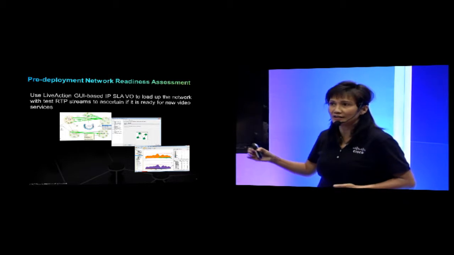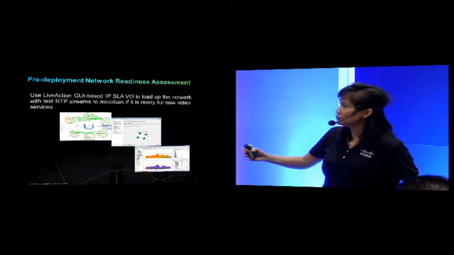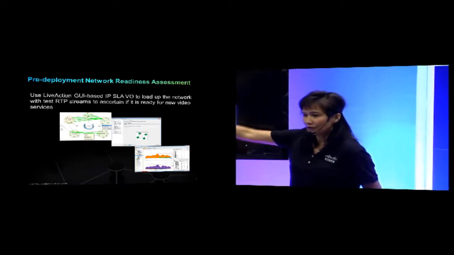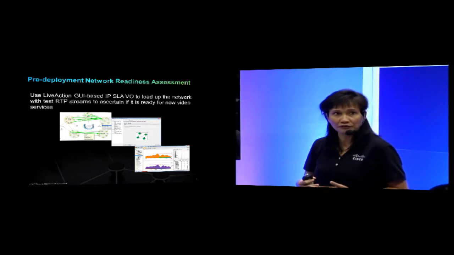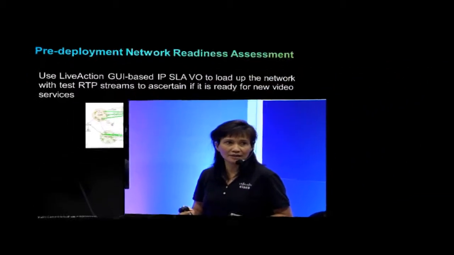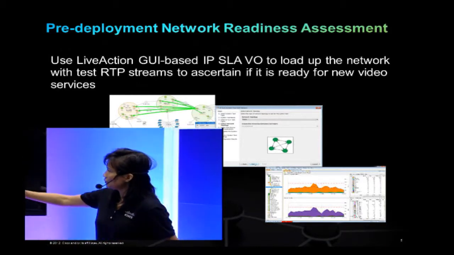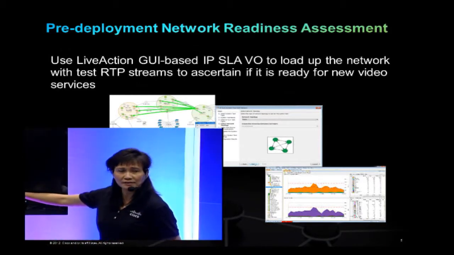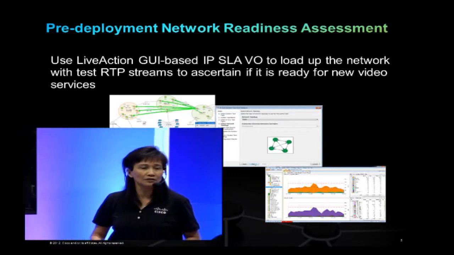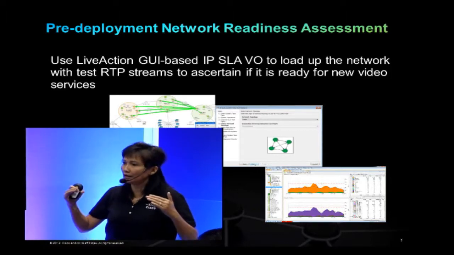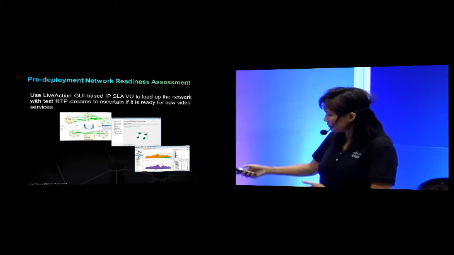What LiveAction does is provide you with a graphical interface to configure the different tests, and you can specify the specific traffic profiles so that you can schedule these tests or run them on demand, and you can run them over and over again. When you run them up to a point where you start seeing performance degradation, say, for example, end-to-end delay or packet loss or jitter, then you know that's how much traffic the network can handle.